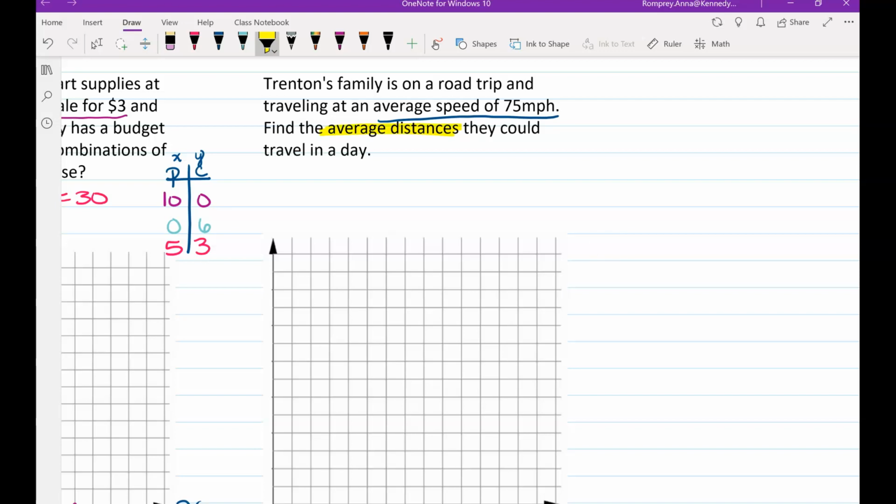How do we find average distance? So hopefully this is a formula that you guys remember. When I see distance, what's the distance formula? D equals, let's see, what do you remember? D equals, Jolene, R times T.